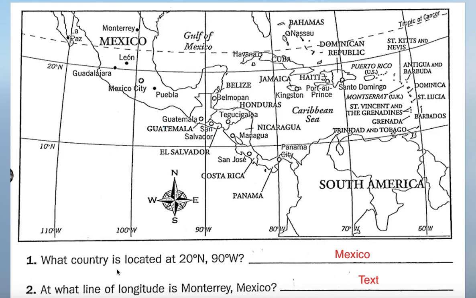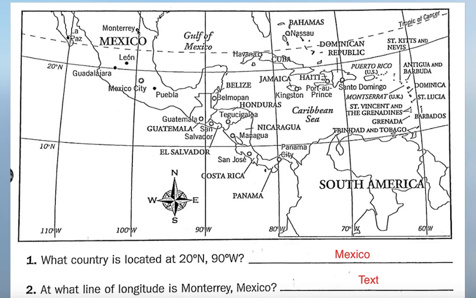Now, the next one says, at what line of longitude is Monterrey, Mexico? So we know Mexico's right here. And then we need to find where Monterrey is. Well, we have Mexico City, Puebla, Leon, and Monterrey is right here. Now, what you're looking for is that dot. It's kind of like putting a push pin on a map, right where that place is located.